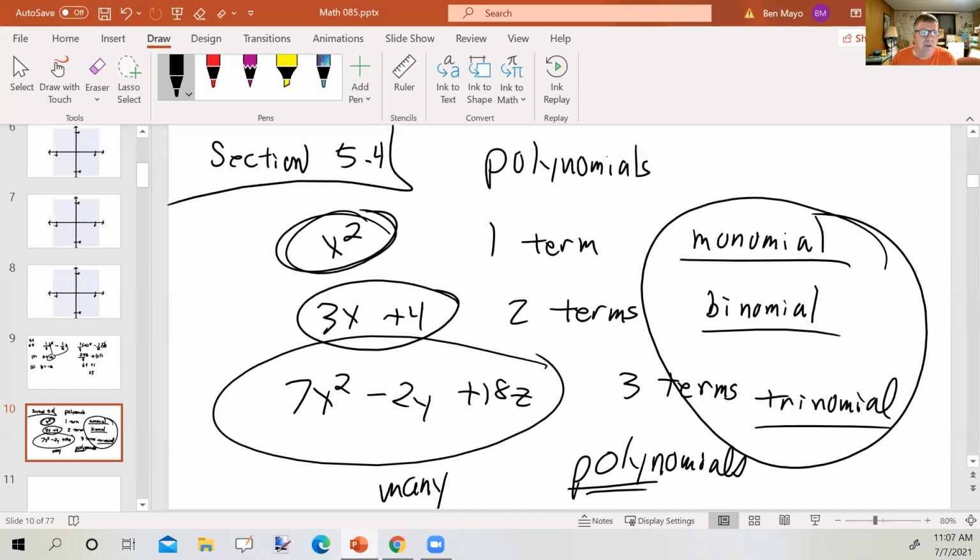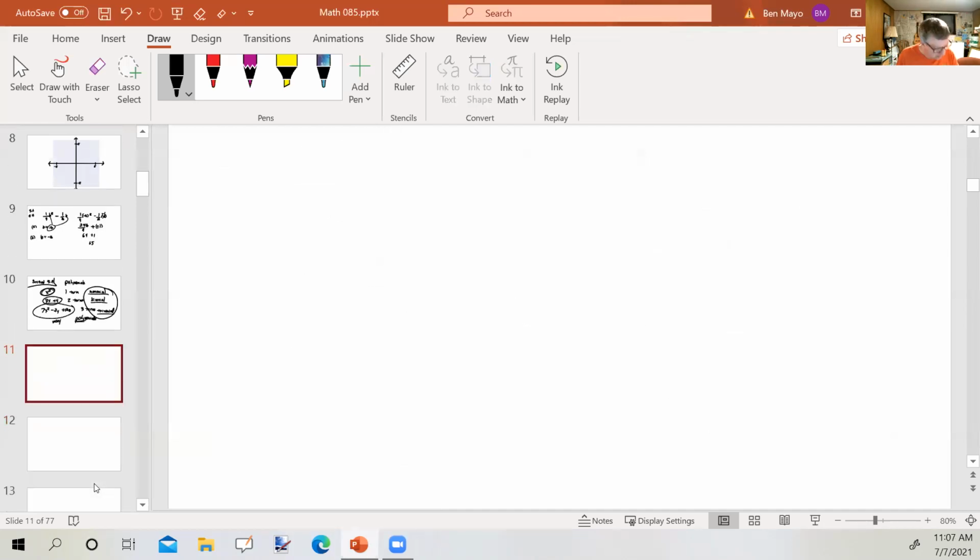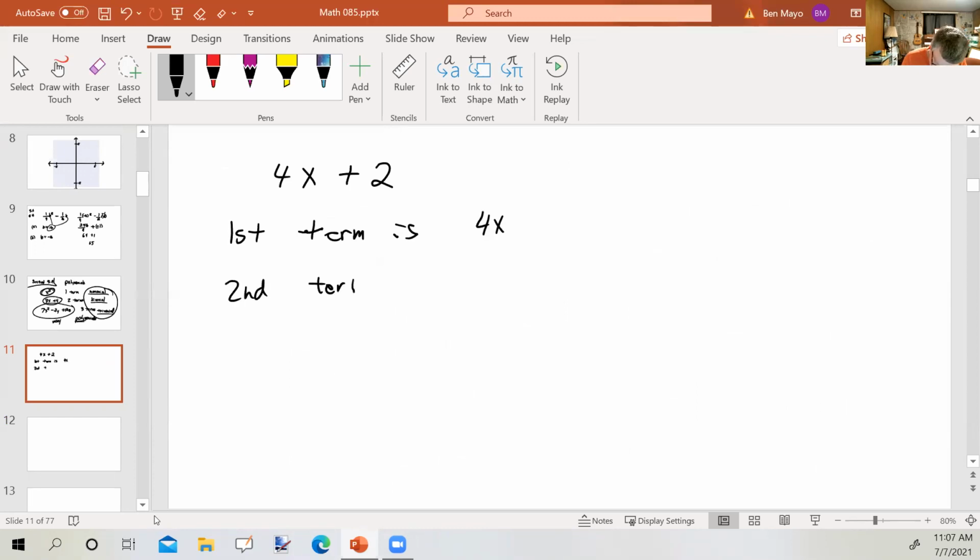Okay, let's see here. Let's get rid of that. And let's go back to 4x plus 2. This is a polynomial. Specifically, it is a binomial, so it has two terms. The first term is 4x. The second term is 2.